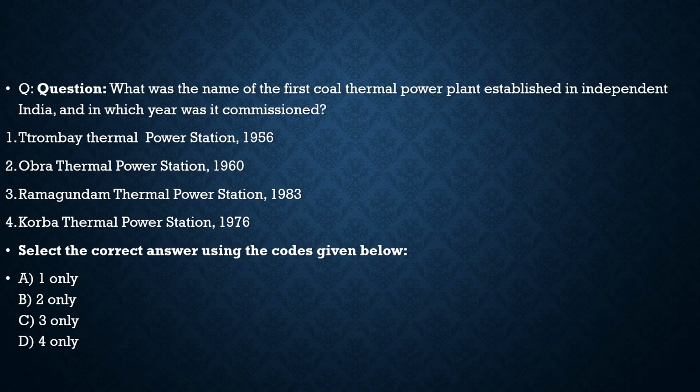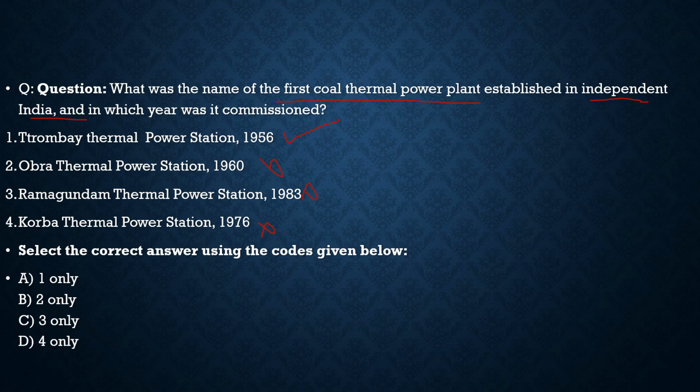Here the question says, what was the name of the first coal thermal power plant established in independent India? It is not talking about the United India, it is talking about the independent India. And in which year was it commissioned? Is it Obra thermal power plant station in 1960s? No. Is it Ramagundam thermal power plant station? No. Is it Korba thermal power plant station? No. Is it Trombay thermal power plant station? 100% correct. This is the correct option.